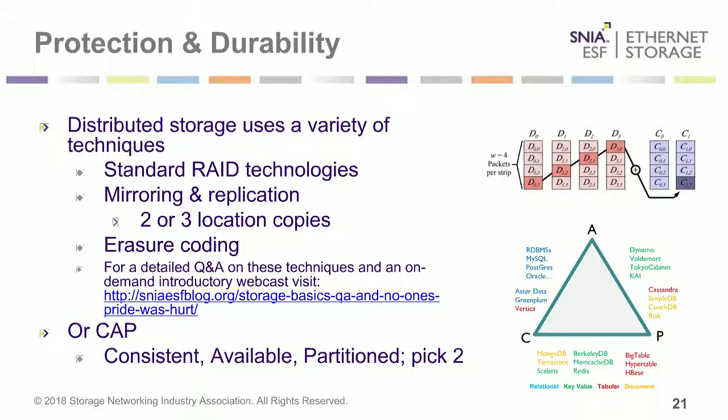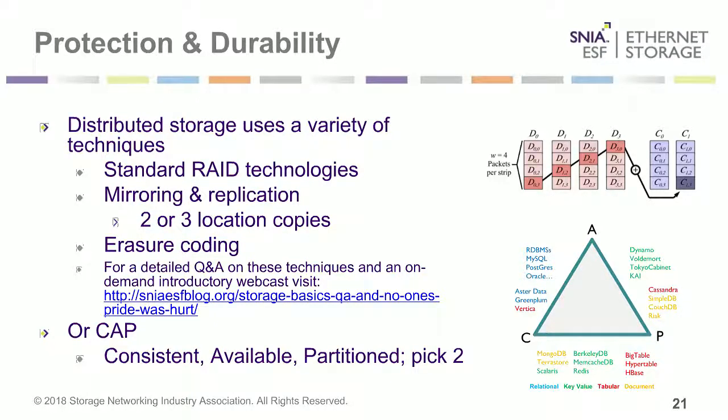So what about protection and durability? How do we protect this stuff? Well, distributed storage can use a variety of technologies, like standard RAID, that's used in centralized storage systems like SANs and NAS boxes. Or we begin to see things like mirroring and replication being really common too, perhaps even 3 copies of the same data being stored in different locations. Erasure coding is another technique that's used to ensure that the data is protected. And there's actually another webcast we've got, Storage Basics Q&A, and No One's Pride and Shirt. This is all about protecting data and the durability of data.